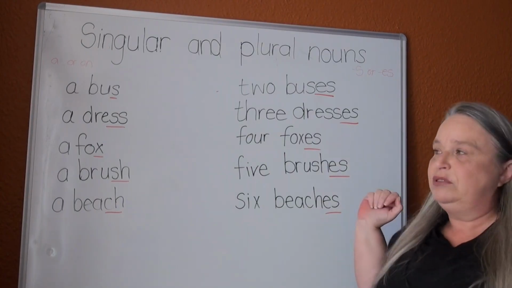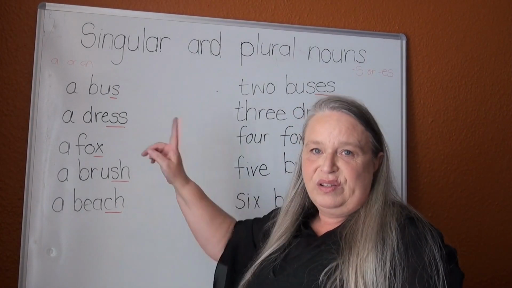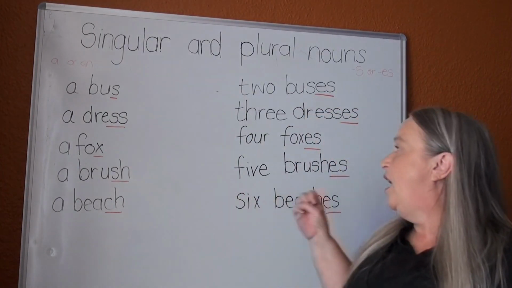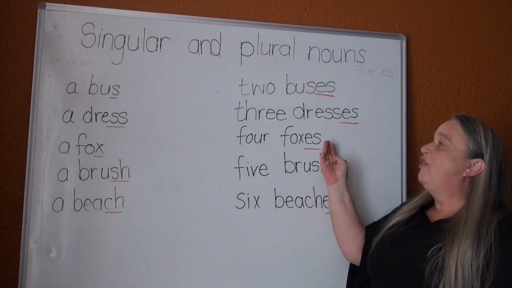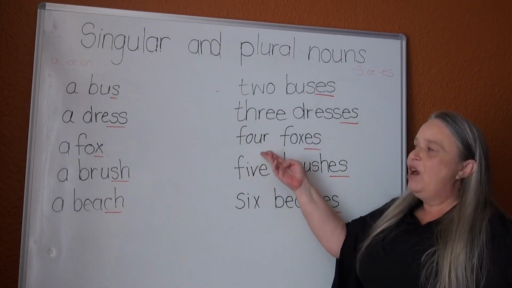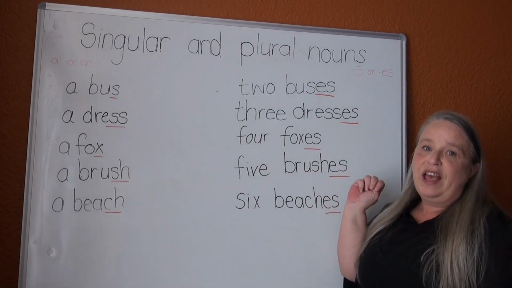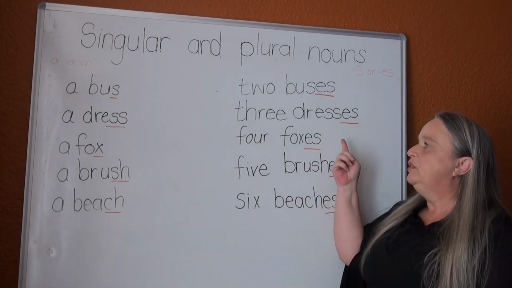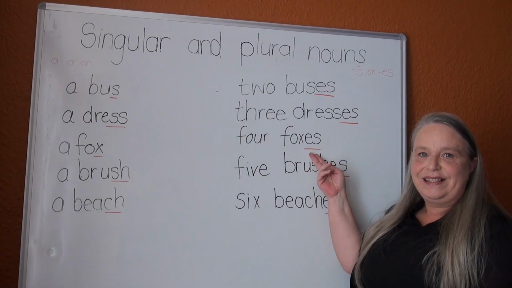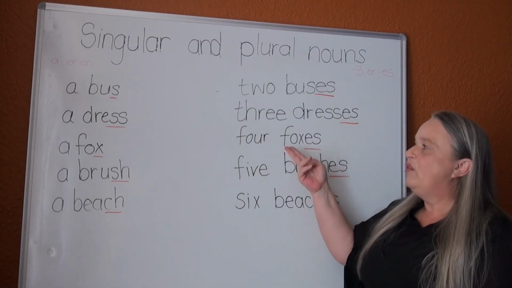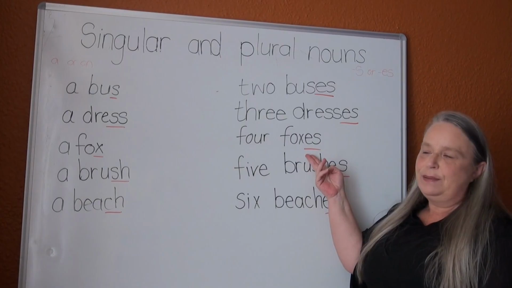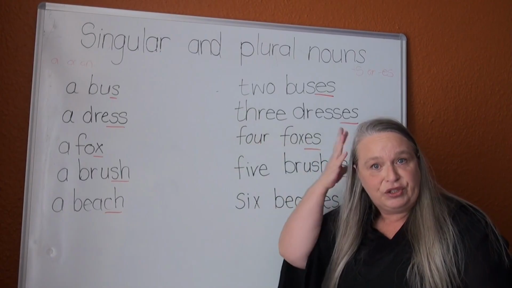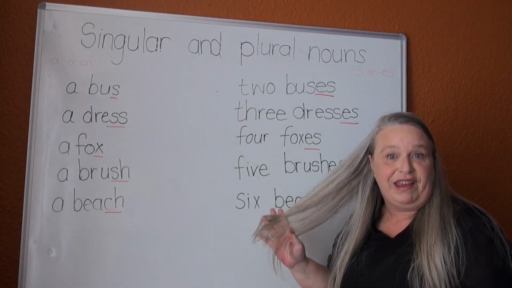Then let's look at an animal, a fox, one singular fox, a fox. But what if we have four foxes? Because the noun fox ends on an x, in the plural form we add es. So four foxes. Then we have a brush, just one brush. We need one brush to brush our hair every day, yes?